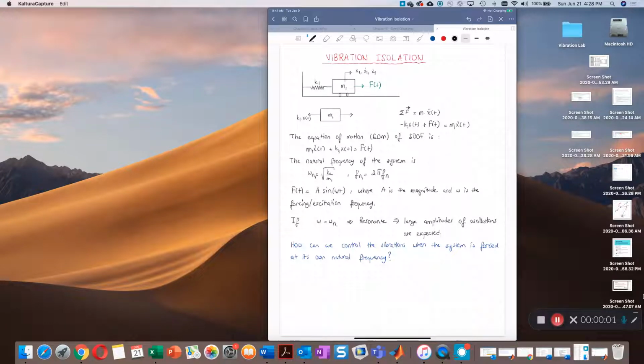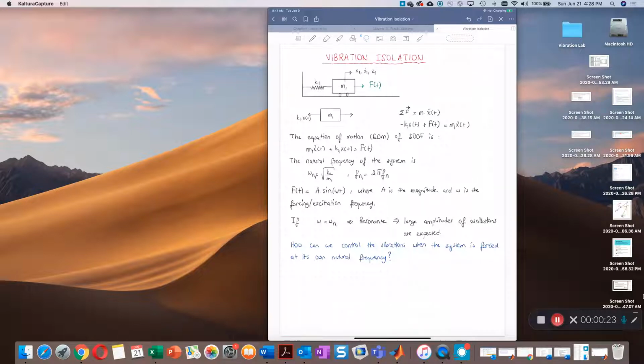Hello everyone. In this video, I will briefly discuss how to design a vibration isolator when the primary system is forced at its own natural frequency. Starting with a single degree of freedom system, let's assume I have a one mass, one spring system where the dashpot, or the damping, is neglected.